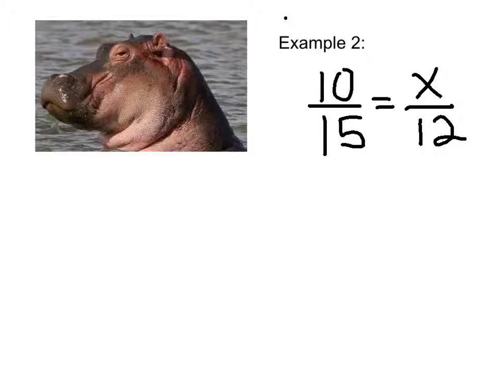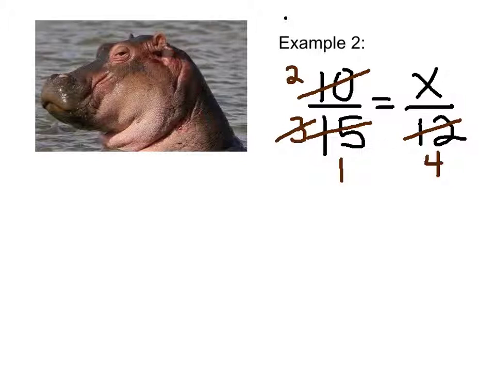Now let's try this example. 10 is to 15 as x is to 12. When I look at that, I see a 10 and a 15, and I see a 15 and a 12. We could probably go both directions. But I think for our sake, we should think about the 10 and the 15. Both of those are divisible by 5, so 10 divided by 5 is 2. 15 divided by 5 is 3. But look, we have a 3 and a 12 now. So we can go side to side. 3 divided by 3 is 1. 12 divided by 3 is 4.